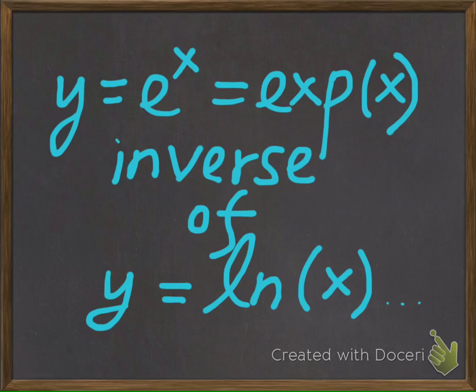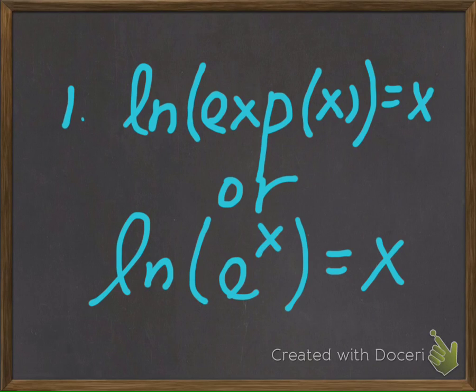Alright, this is the summary of what we have just now. y equals e to the x can be written as exp x for simplicity. It's the inverse of y equals ln x and vice versa. In other words, ln is actually log base e. There are two important identities we need to know, since logarithm and exponential are inverse functions of each other.